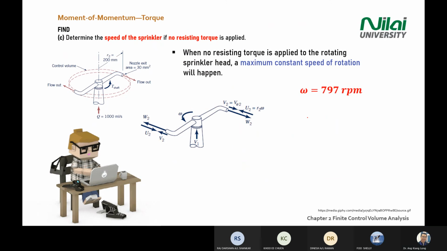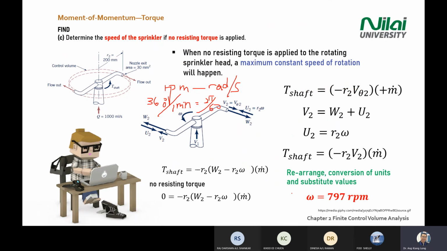It will take some time to process, but the steps are shown on the screen here. Why? Because if you look at this, you have the m dot, you have the W, you have the R, you have the R2, you only left out this one.